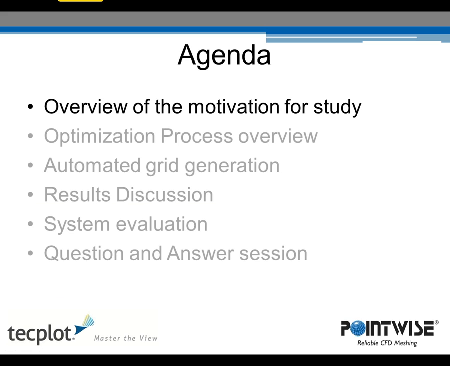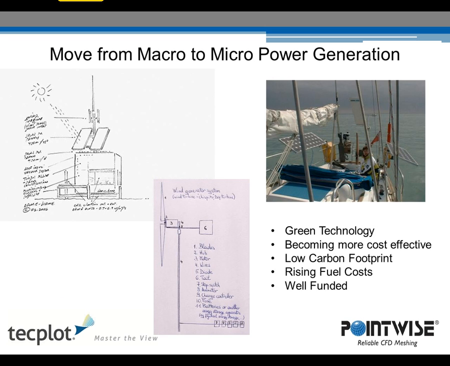We're going to start with a quick overview of some of the motivations for this study. Then we'll look at the problem setup, and we'll have an opportunity to look at some of the methodologies for automating the grid generation. We'll discuss the results of the study, as well as an overview of the system and how we get to the optimal design.